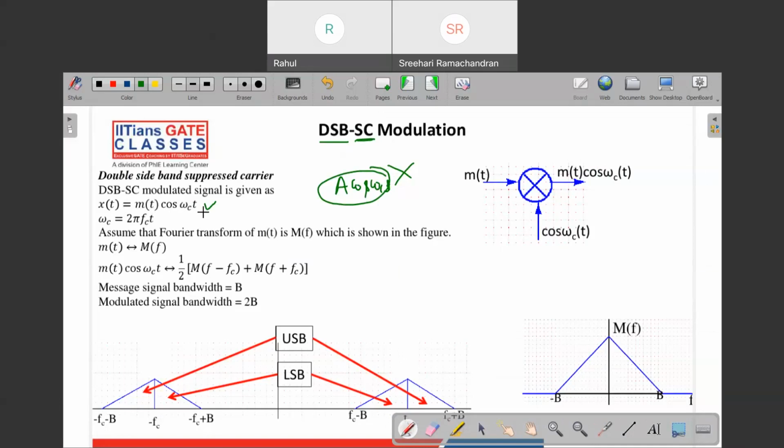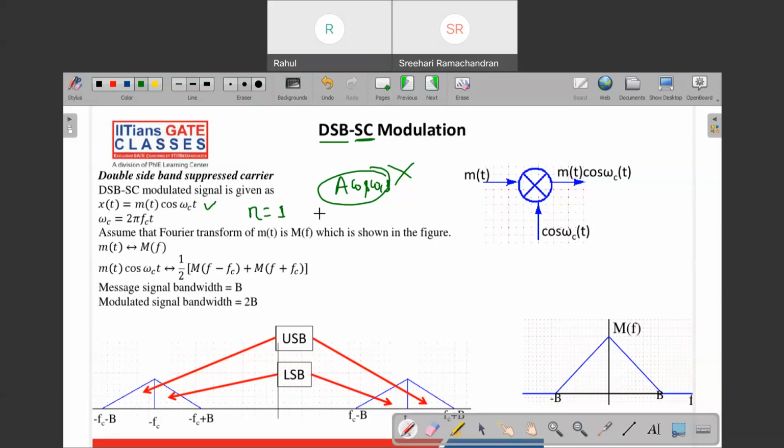Now in this case, if you calculate the efficiency, you will get 100% efficiency. Eta will always be equal to 100. The reason is that the total power is the same as the power of the message term, because here we have only the message term. So here the efficiency will always be equal to 1, or you can say 100%.